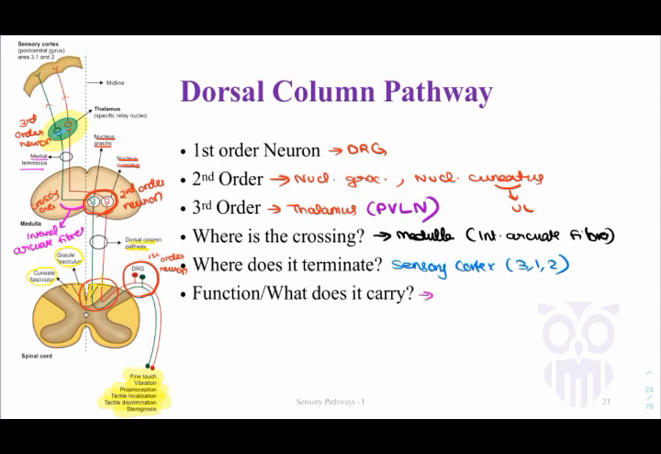What does it carry? Remember, the dorsal column carries more advanced sensations. What are the advanced sensations? Fine touch, vibration, proprioception, tactile localization, etc. So these are a little advanced sensations, and you'll understand why I'm calling them advanced. So this is clear. Okay.